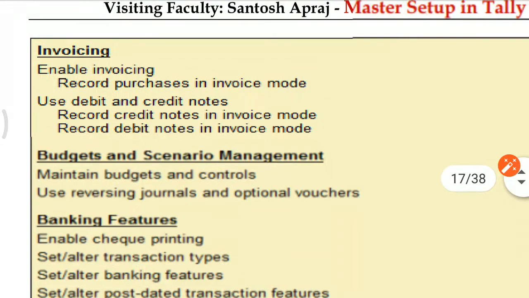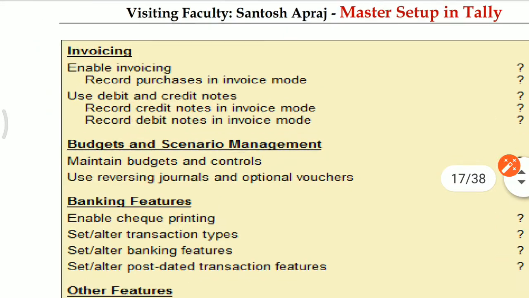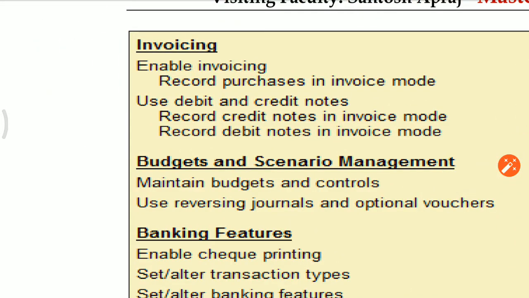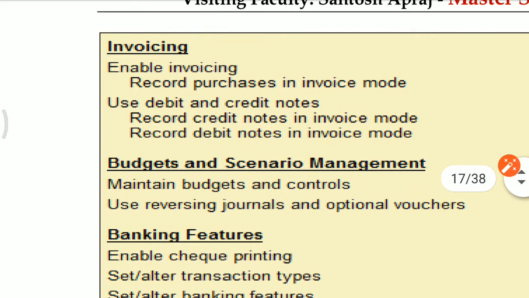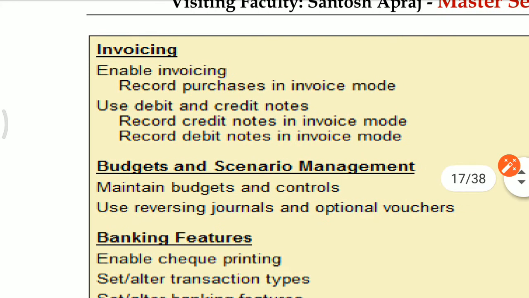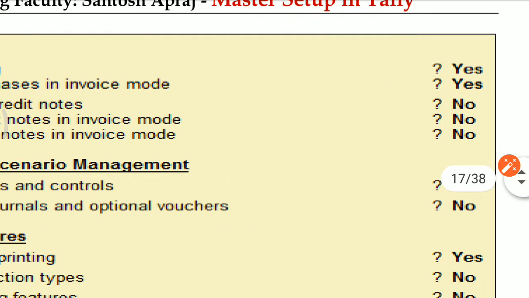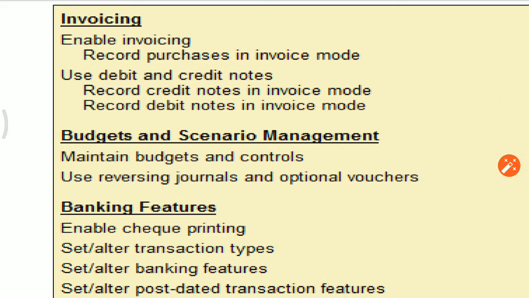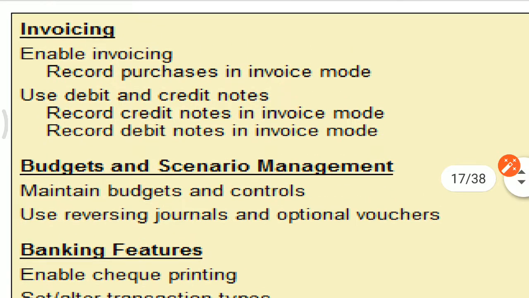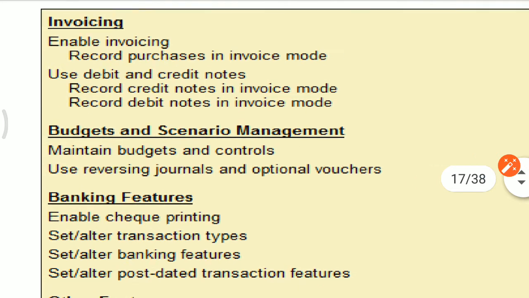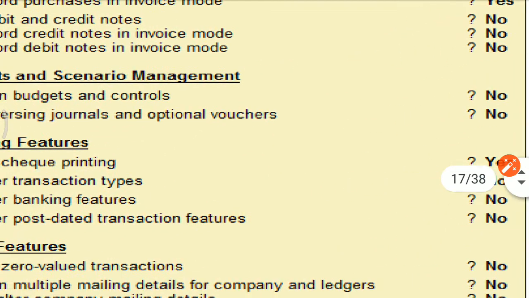The next screen is invoicing. Enable invoicing options, yes. Record purchase invoice in mode, yes. Use debit credit note, yes. Debit note means purchase return, credit note means sales return. This option should always be yes, because in the case of GST return, debit notes and credit notes are important, and debit notes and credit notes are always required in invoice format. Then you have to use the yes option.